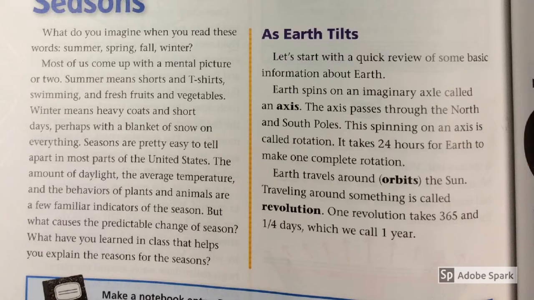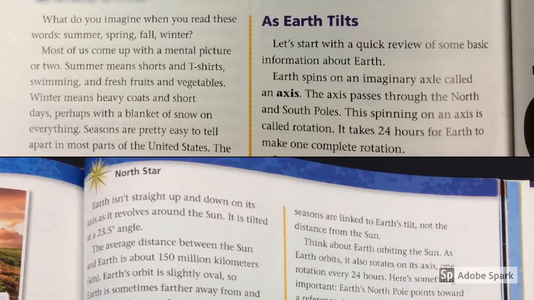Earth spins on an imaginary axle called an axis. The axis passes through the north and south poles. The spinning on the axis is called rotation. It takes 24 hours for Earth to make one complete rotation. Earth travels around, or orbits, the Sun. Traveling around the Sun is called a revolution. One revolution takes 365 and 1/4 days, which we call 1 year.